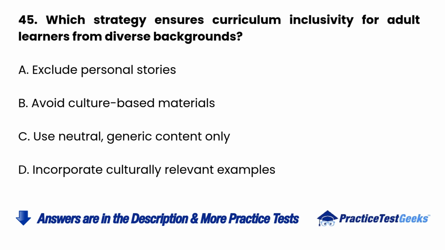45. Which strategy ensures curriculum inclusivity for adult learners from diverse backgrounds? A. Exclude personal stories. B. Avoid culture-based materials. C. Use neutral, generic content only. D. Incorporate culturally relevant examples.